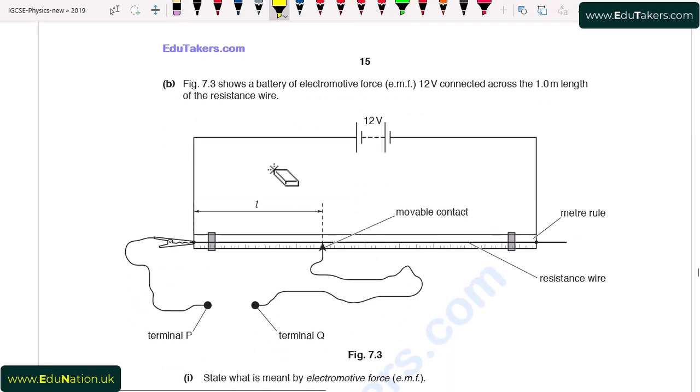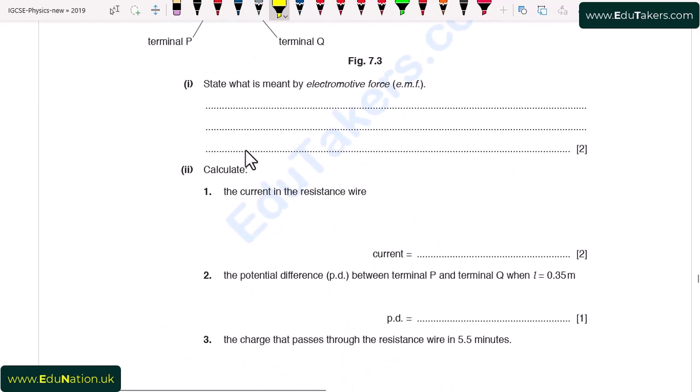Figure 7.3 shows a battery of electromotive force, that is EMF 12 volt, connected across the 1.0 meter length of resistance wire. So here we can see that its EMF is 12 volt. Part 1. State what is meant by electromotive force. So here we have to define what is electromotive force. So it is the energy transfer per unit charge, or we can define it as the energy transferred from chemical to electrical energy per unit charge.